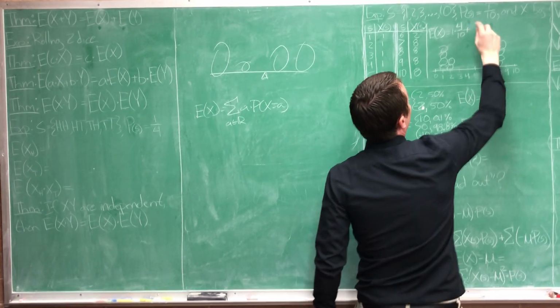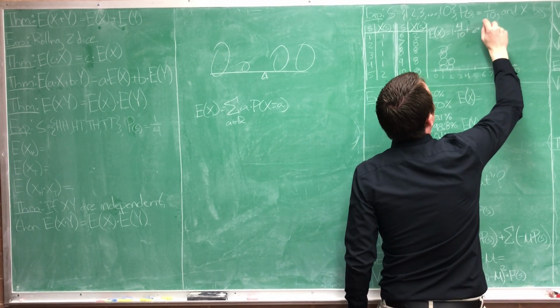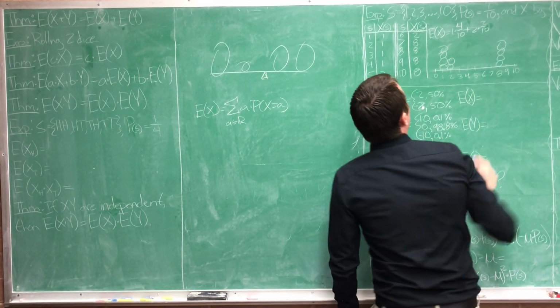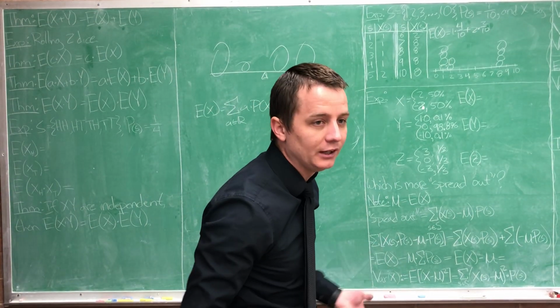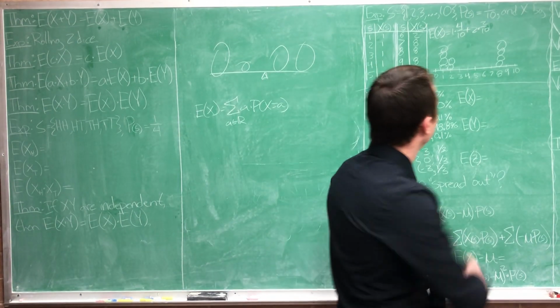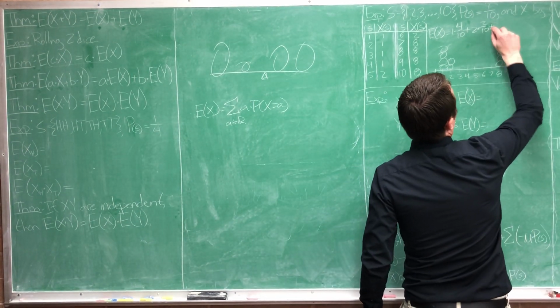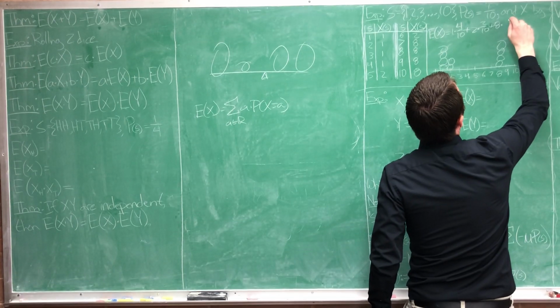Plus 2 times the probability that x is 2, 2/10 of the time. Plus 3 times the probability x is 3, never. Plus 4 times the probability x is 4, never. Plus pi times the probability x is pi, never. Ignore all our zeros and skip straight to the ones we care about. Plus 8 times the probability x is 8, which is 4 tenths.